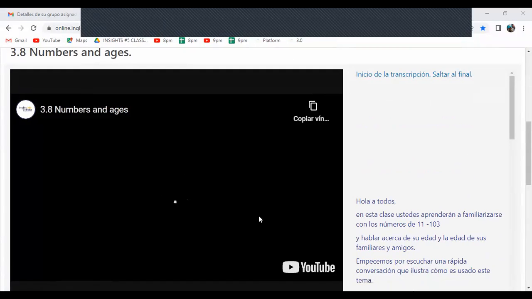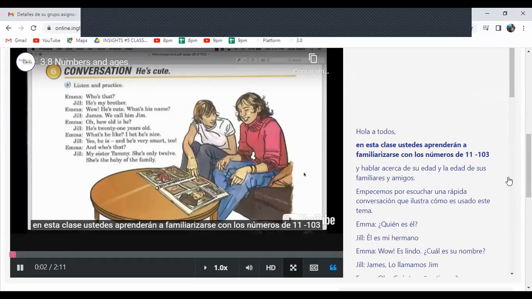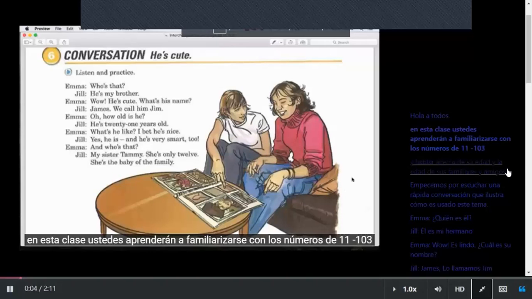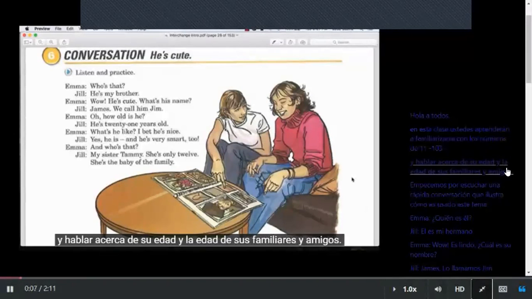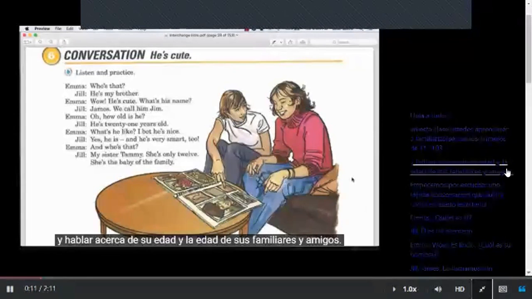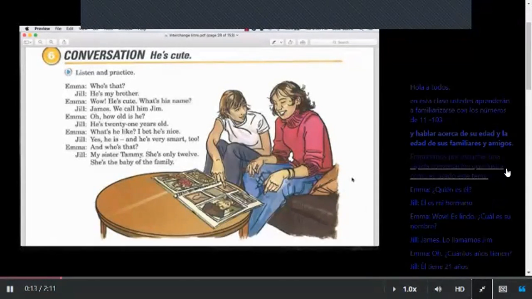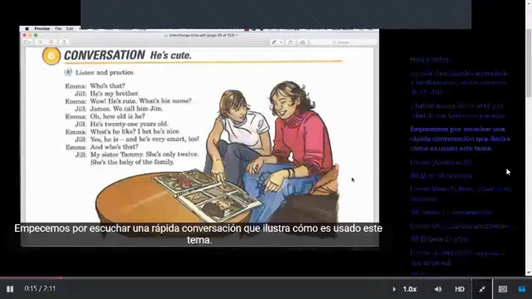Hi, everyone. In this class, you'll become familiar with the numbers from 11 to 103, and talk about your age and the age of relatives and friends. Let's start by listening to a quick conversation which illustrates how this topic is used.